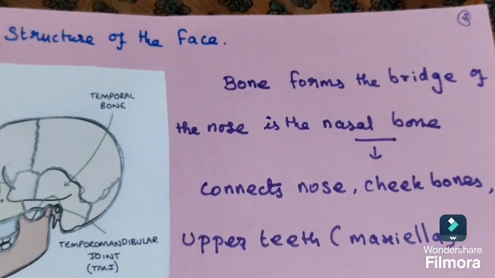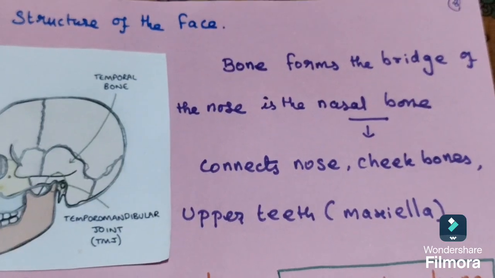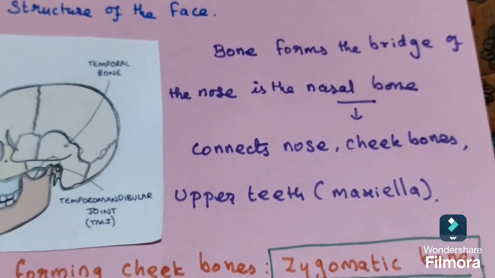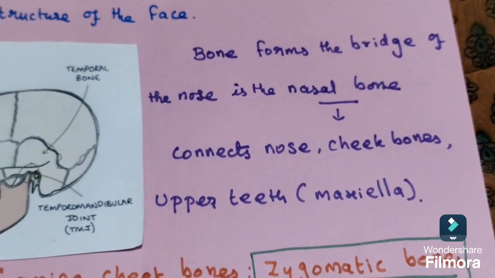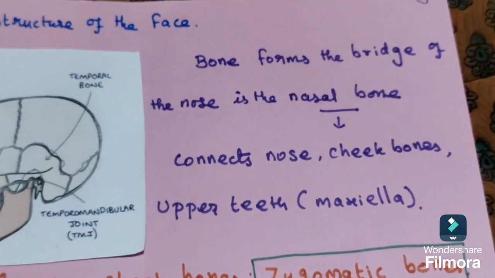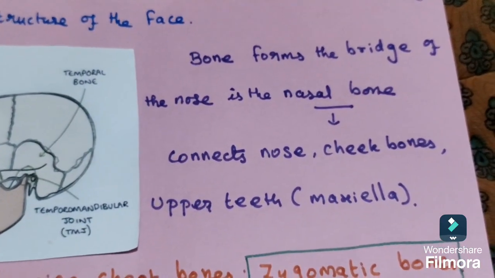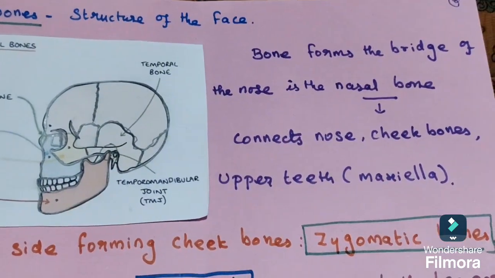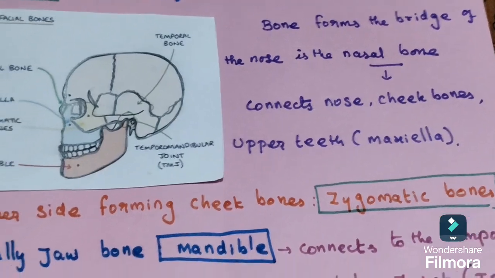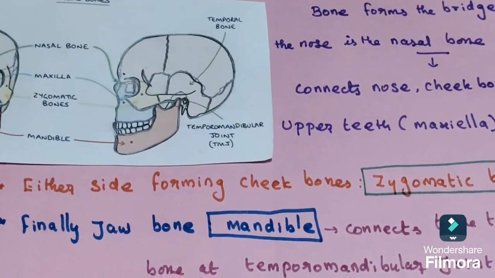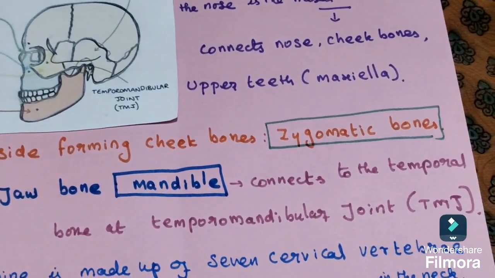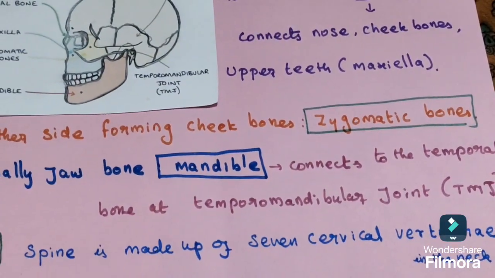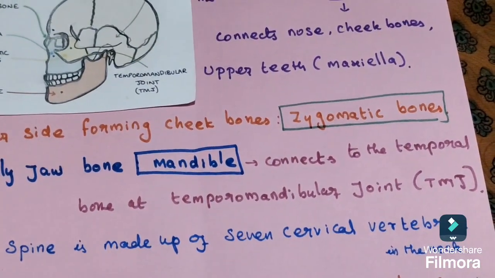Facial bone that forms the bridge of the nose is the nasal bone. The bone that connects the nose, cheekbone and upper teeth is the maxilla. Either side forming the cheekbone are the zygomatic bones. Finally, the jawbone is called the mandible. The mandible connects to the temporal bone at the temporomandibular joint, TMJ.